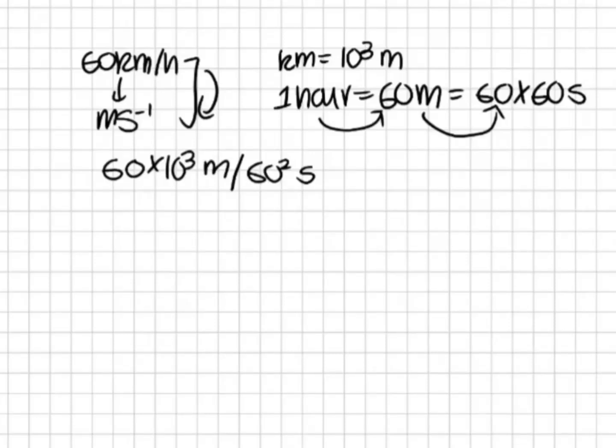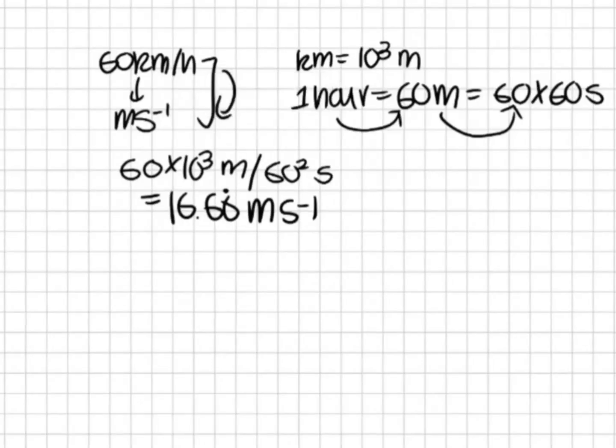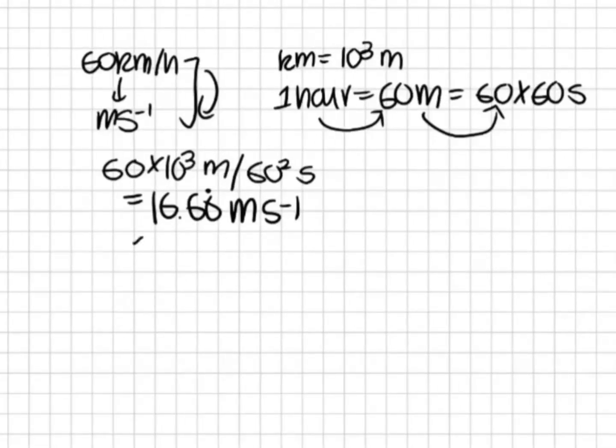So let's sub that into a calculator. 60 times 10 to the power of 3 divided by 60 squared. Then we get 16.66 to infinity meters per second. Or if you want to round to significant figures, because we got 2 significant figures, we can get roughly 17 meters per second. Also, whenever you're using units, it's better to depict it as such, like that. This is because we don't like having fractions in our units.